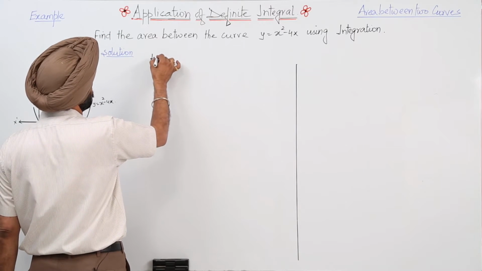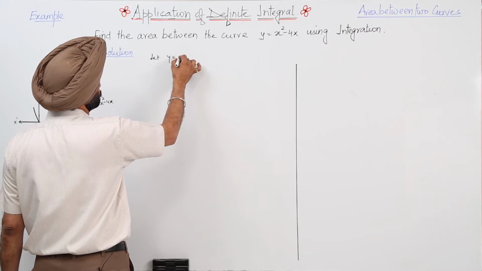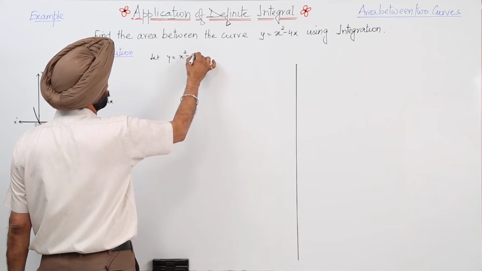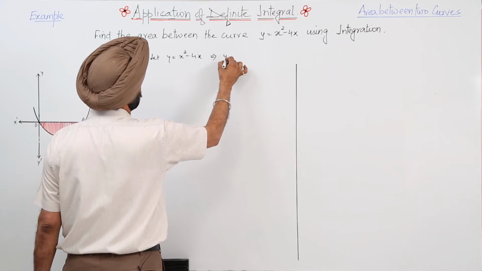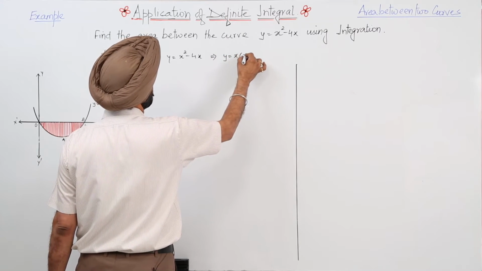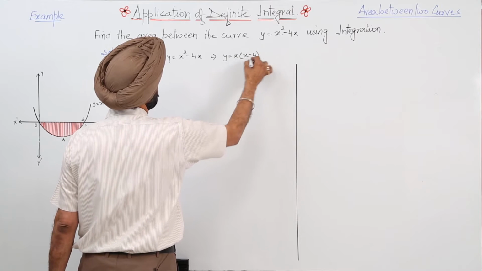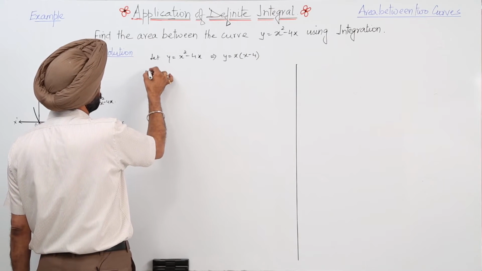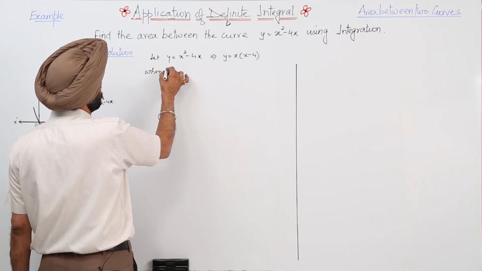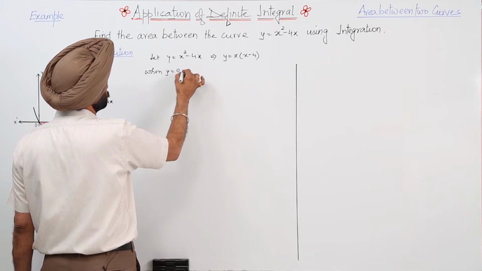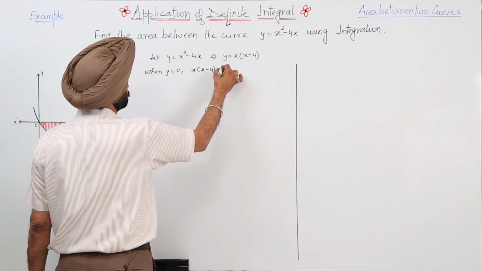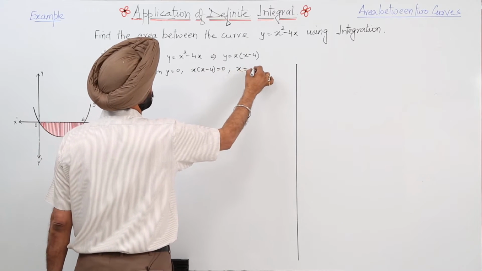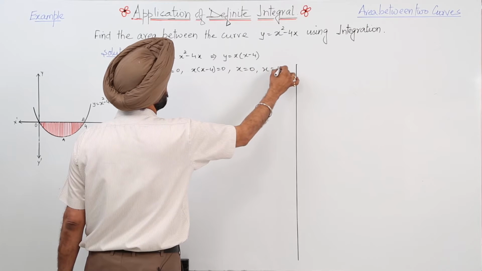Now let y is equal to x square minus 4x, or we can write it y is equal to x(x minus 4). Now when y is equal to 0, x(x minus 4) is equal to 0. Now here x is equal to 0 and x is equal to 4.